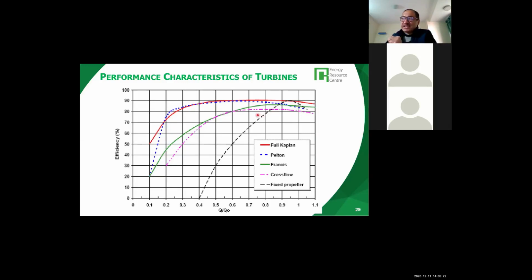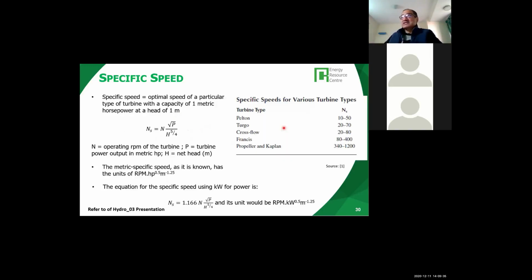If there's a high variation in the flow, then we have to be careful how we select the turbine. A fixed propeller would not be appropriate for that one. Similarly, apart from the head and the discharge, the other factor that defines the selection of the turbine is what is known as the specific speed.